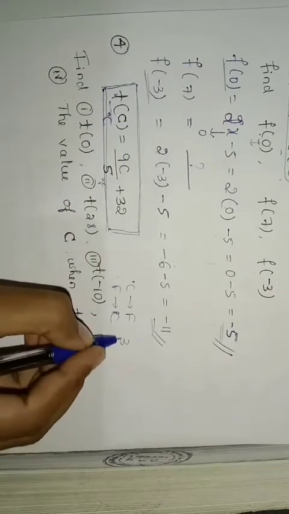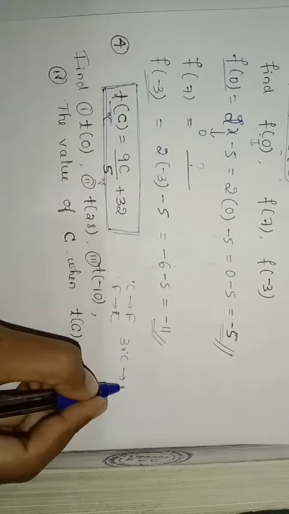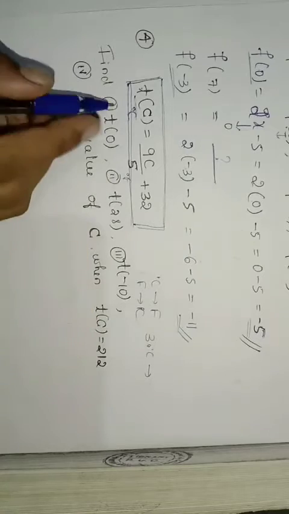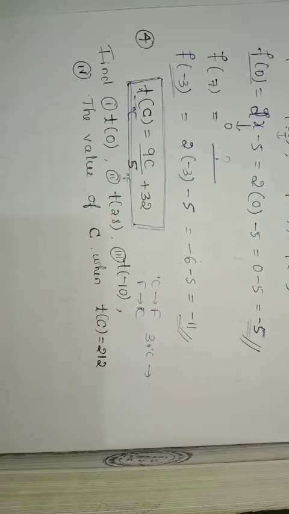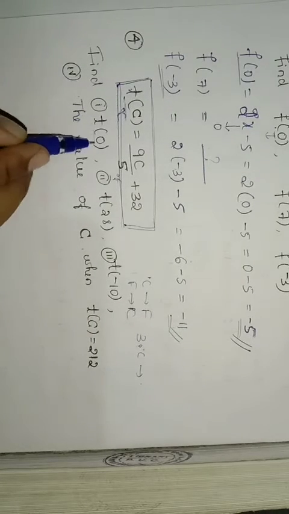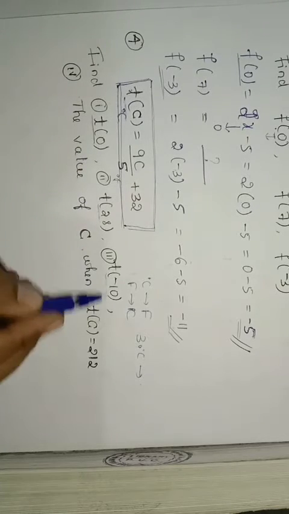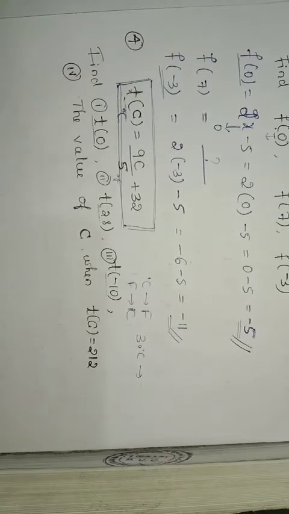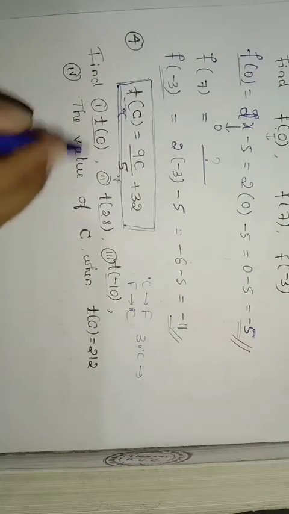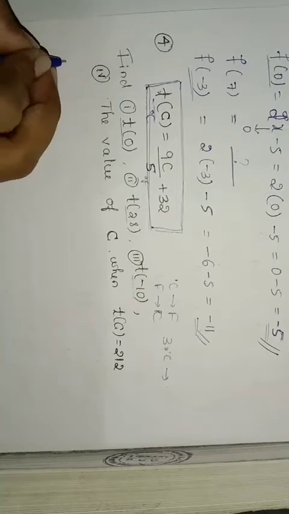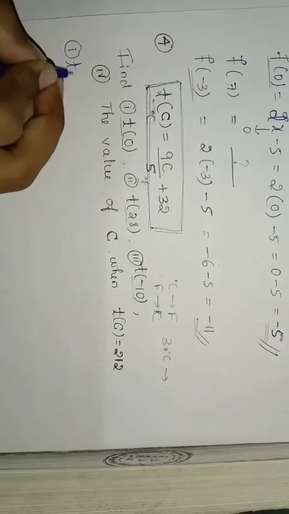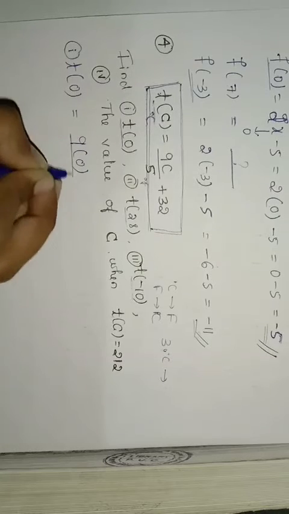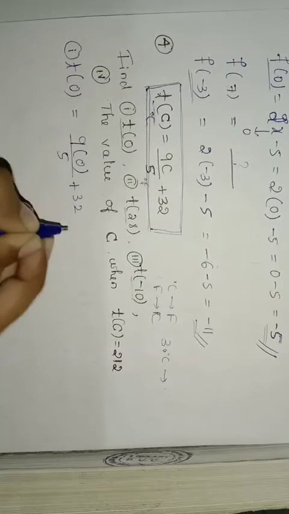So now if you have 30 degree Celsius and you have to convert it to Fahrenheit, what will you do? So you use this equation, okay. So in this equation, we have to find out t of 0, t of 28, t of minus 10 and the value of c whenever t of c is equal to 212, they have given. See, I will find out one by one. So what will be the first one? What will be the t of 0? See, that will be 9 into 0 divided by 5 plus 32, okay.